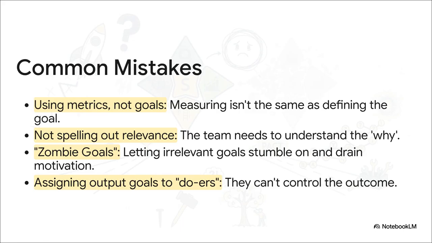But that same flexibility can also lead to some major mistakes. A classic one is just tracking metrics without having a clear goal attached. Or even worse, forgetting to explain the why to the team. But my personal favorite, and the most dangerous, are zombie goals. You know, these old, outdated objectives that just keep shuffling along, draining everyone's energy because no one has the guts to finally put them out of their misery.